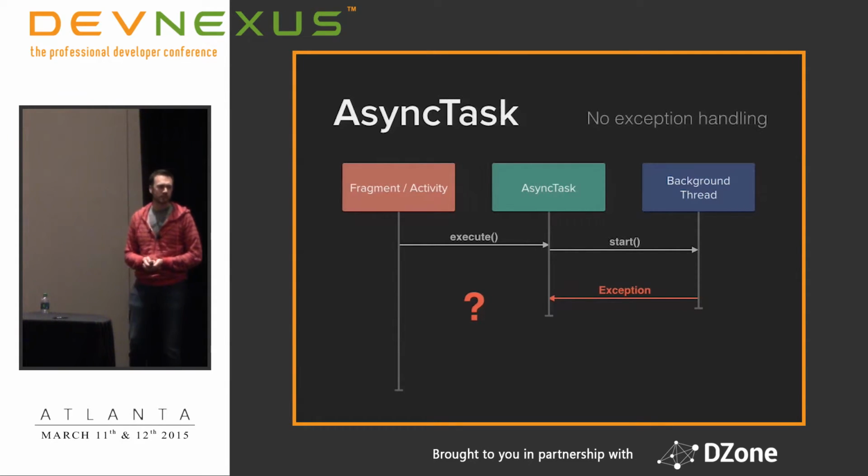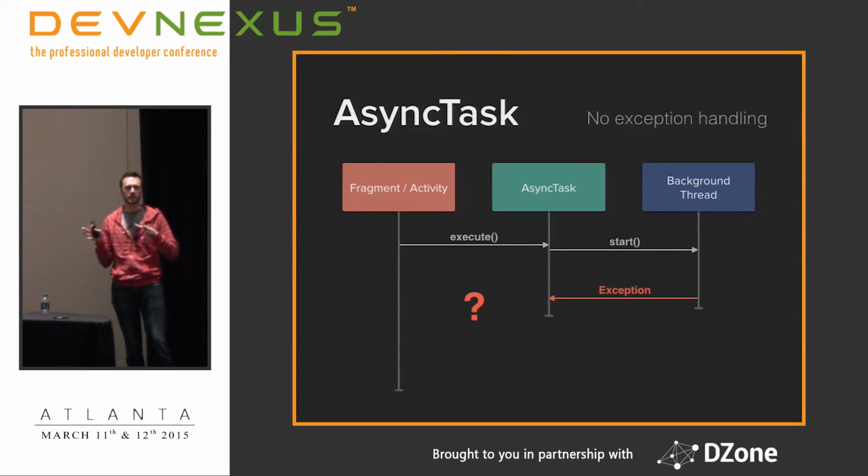So what developers usually end up doing is subclassing AsyncTask and maybe handling the errors and then dispatching to their own custom methods to try to figure out what's going on.